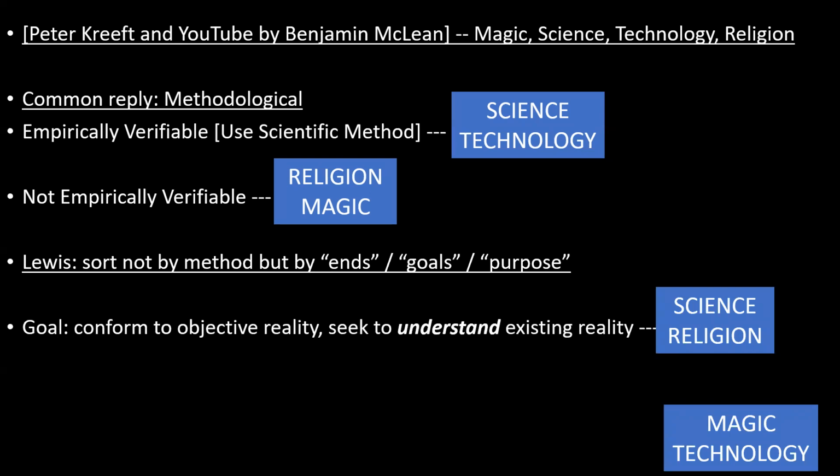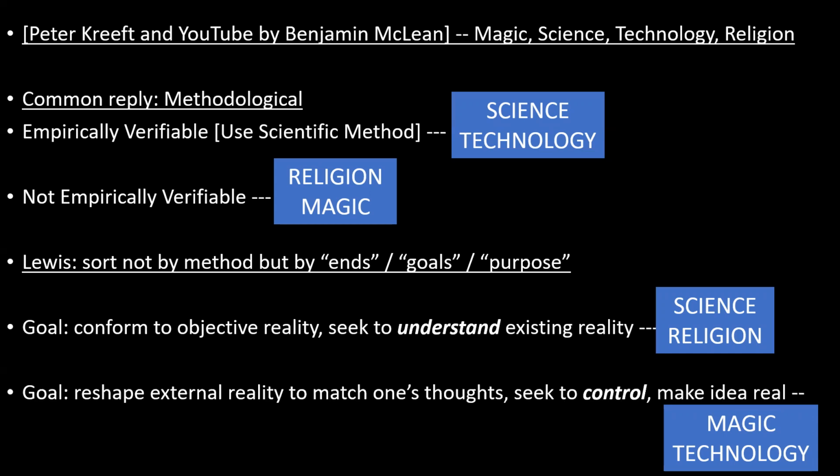The goal of science and religion is to conform to objective reality, to seek to understand existing reality. It's for knowledge, but a knowledge to help you understand what is real and what is true. The others, magic and technology, you could group them because their goal is to reshape external reality to match one's thoughts, to seek control, to make your idea become real.